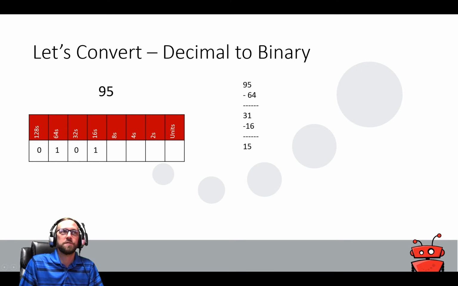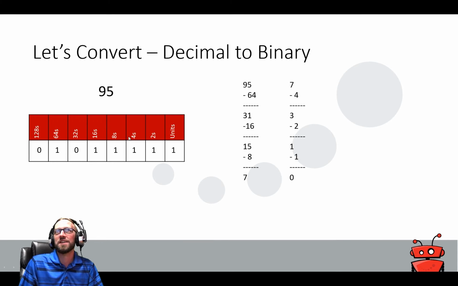Does 8 go into 15? It does, so our 8's place is going to be a 1. We deduct 8 from 15. We still have 7 left over. Does 4 go into 7? Sure does. That's a 1. We deduct 4 from 7. We end up with 3. Does 2 go into 3? Obviously, yes. That's going to be a 1. Deduct 2 from 3, and we have 1. And, of course, that's our 1 left over for the units place. And so that's going to be a 1.